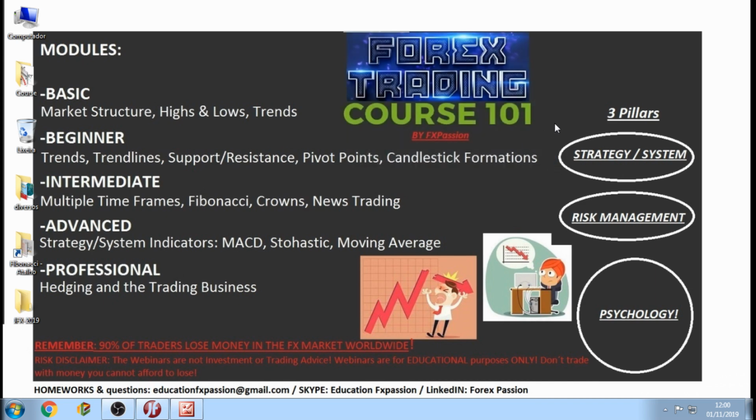And remember, we are trying to build the three pillars of trading. We are trying to build a strategy and or a system. We are trying to understand how risk management works. And we are trying to learn how psychology works. If this is your first time, we are in the intermediate module, and the title for today is the three Fibonacci's and the multiple time frames.